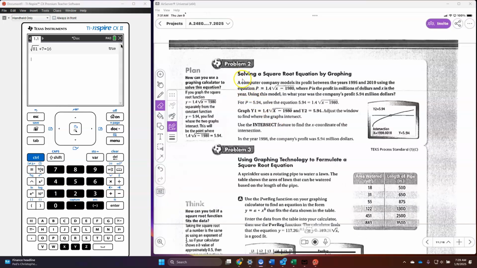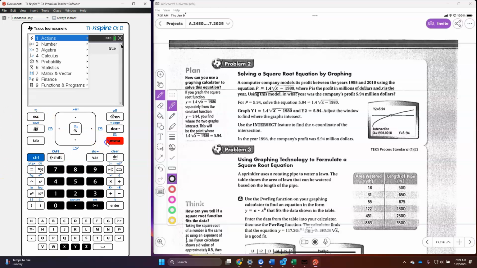Example 2, we have solving a square root equation by graphing. It says a computer company models its profit between the years of 1995 to 2010 using the equation where P is in profit in millions and X is the years. Using the model, in what year was the company's profit $5.94 million? So what we're going to do is use this equation, type it into the calculator, and solve by graphing.